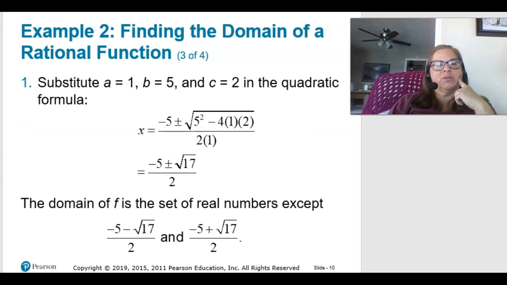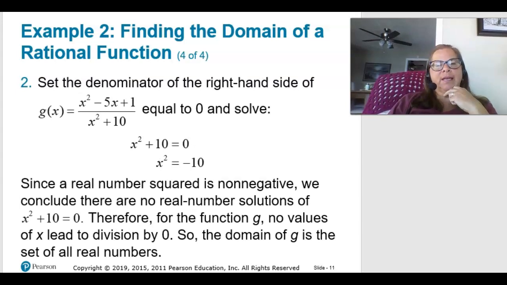When we use the quadratic formula, we find out that there are two values, negative 5 plus or minus the square root of 17, divided by 2. These are the two numbers that would make the denominator equal to 0. So what we say is that that denominator excludes those values.